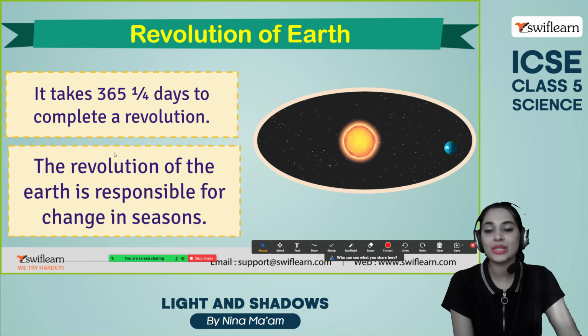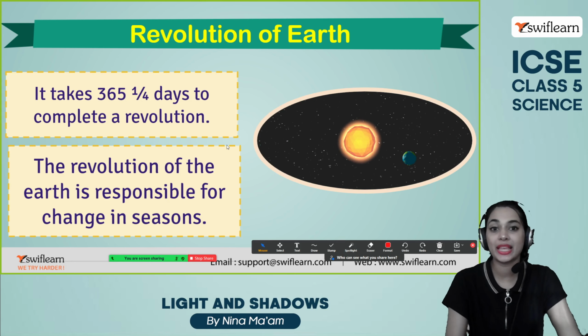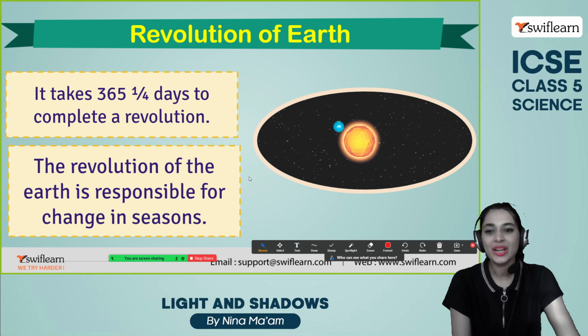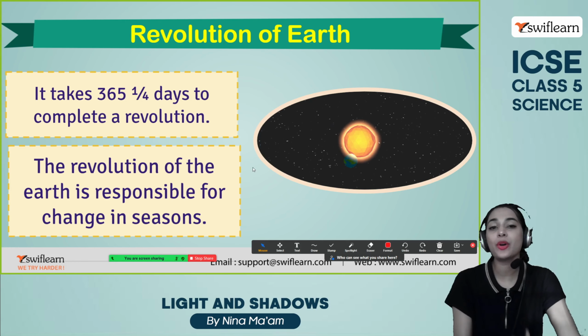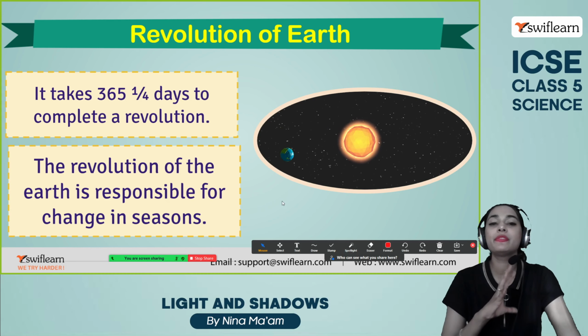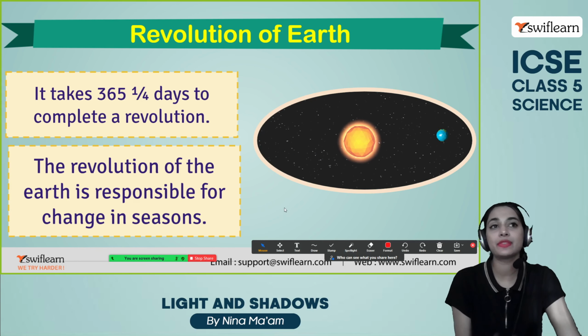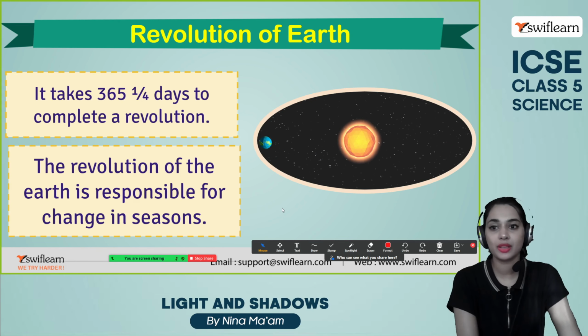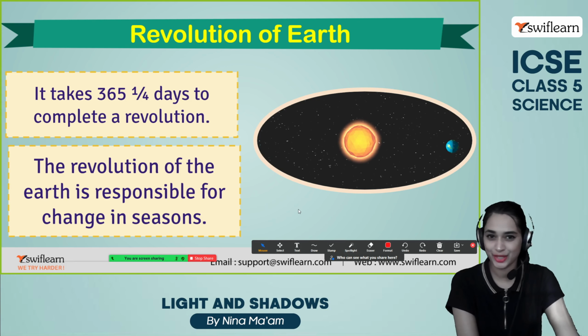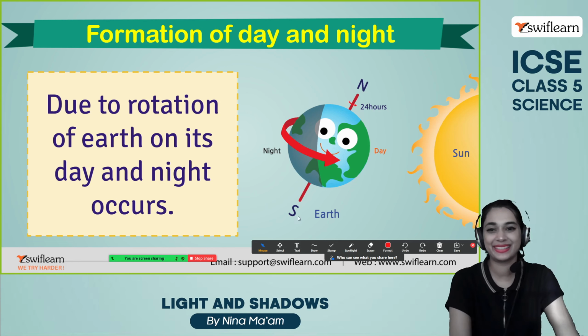It takes 365 and 1/5 days to complete a revolution. That is a year. So the revolution of the earth is responsible for the various seasons within a year. Within a year, we will experience a lot of different seasons. It's all because of the revolution of the earth. Now, the formation of day and night.